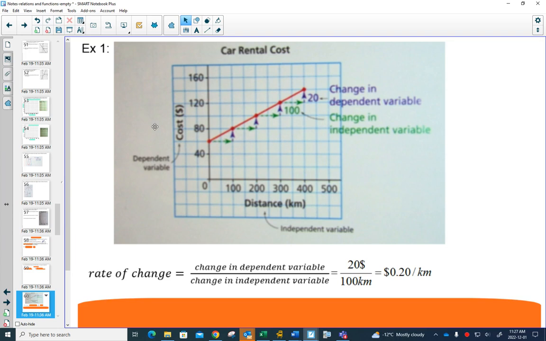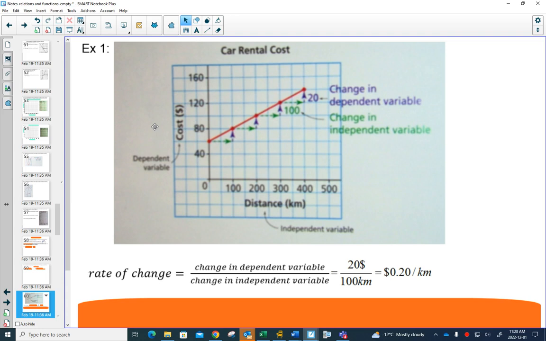What happens if you don't drive any kilometers in this case? Should it be free? No. That would be nice, but it's not. Well, how much does it cost you if you don't drive at all, according to the graph? 20 cents? No. 0.2? No. If you don't drive anywhere, how much is it going to cost you? $60. $60. Look on the graph.